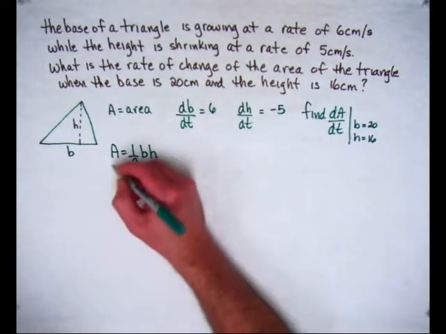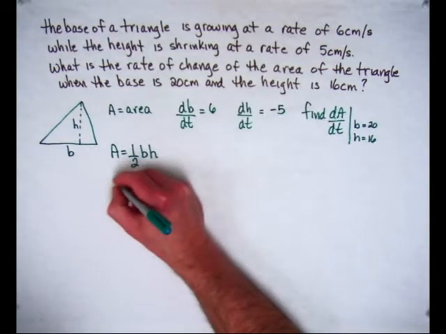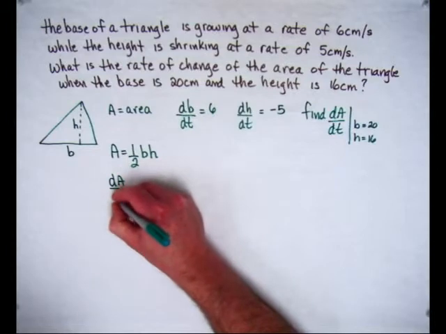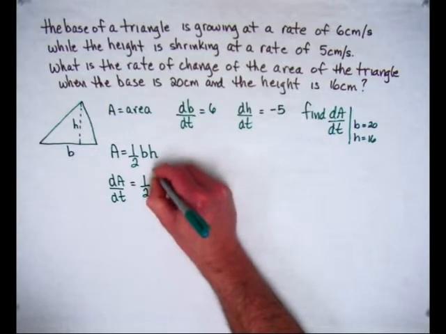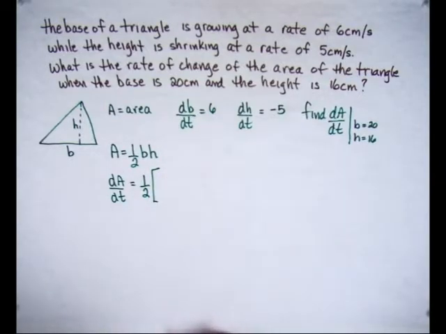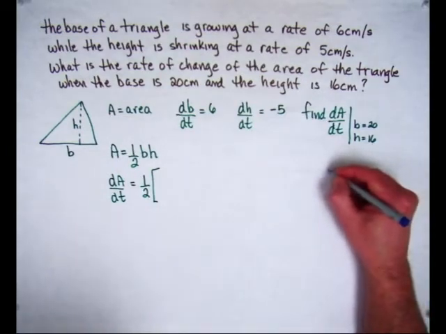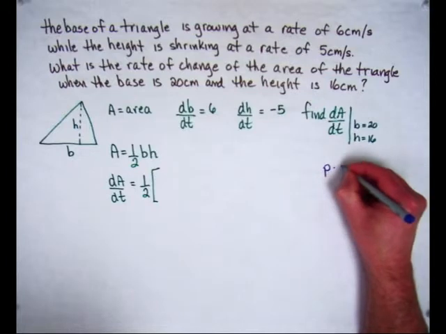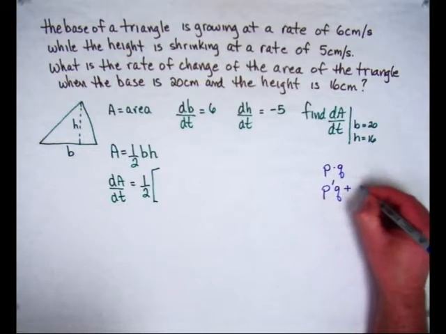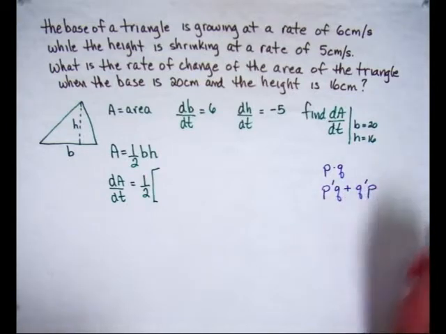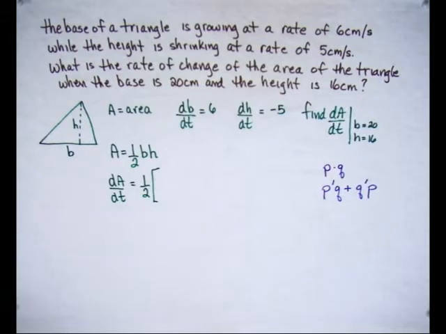So to differentiate this, we would take the derivative of A, which would be 1 times the compensating term, dA/dt, equals, the 1/2 is a constant, so I'm just going to remove it from the function. And now you have to recognize here that you have a product. You have base times height. So you may recall the product rule. It's been a while since we used that, but the product rule says that if you have a function p times q, the derivative is p prime times q plus q prime times p.